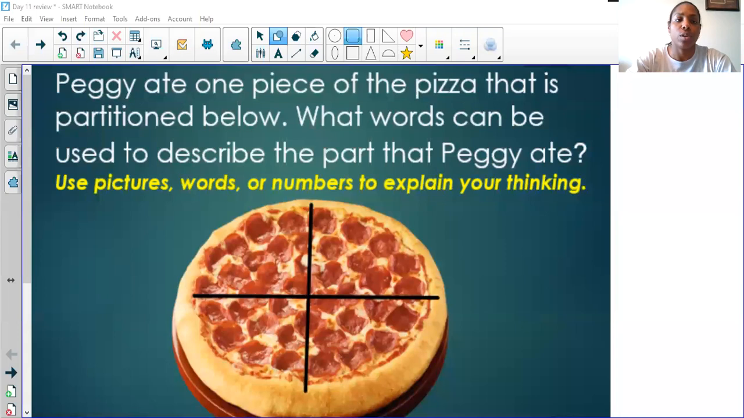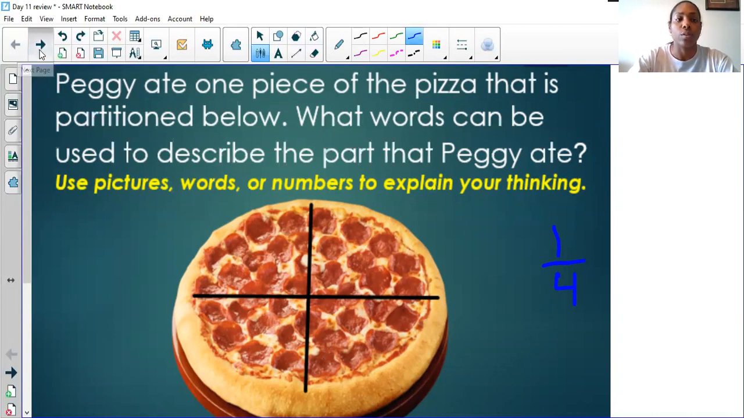So our problem of the day shows Peggy ate one piece of the pizza that is partitioned below. What words can be used to describe the part that Peggy ate? So take a very careful look at this picture right here. How many parts is this pizza divided into? This pizza is divided into 4 equal parts. Very good. So what would one part of this pizza represent? It would be 1/4. Very good.